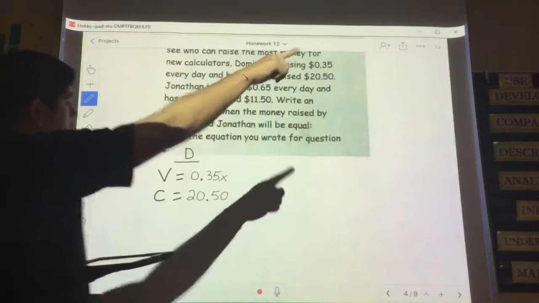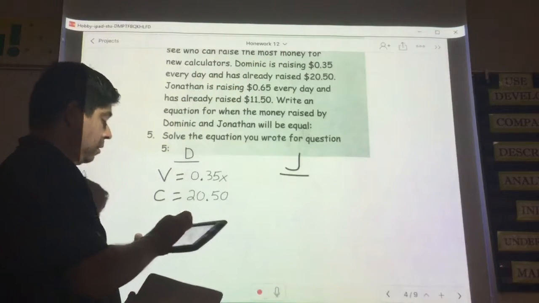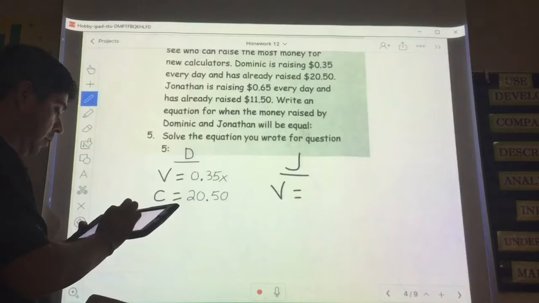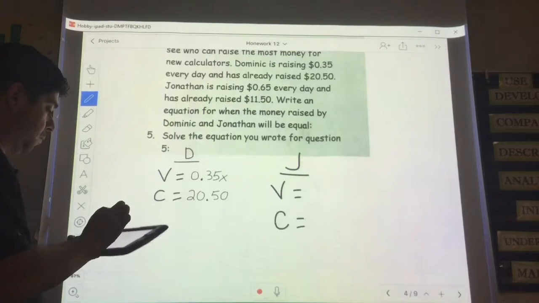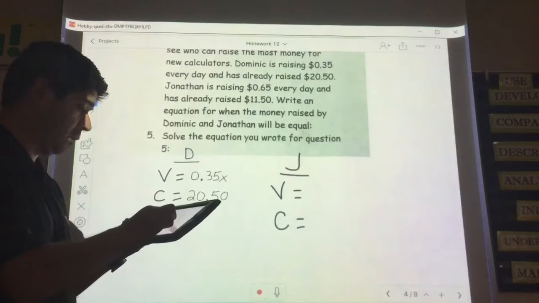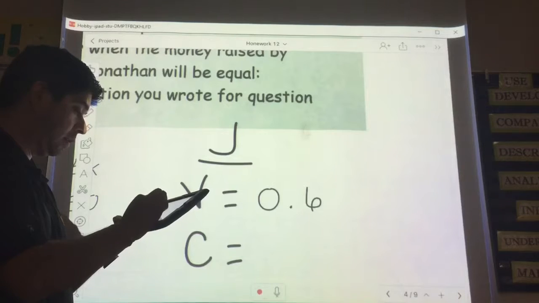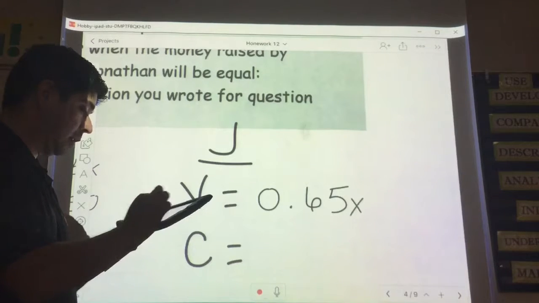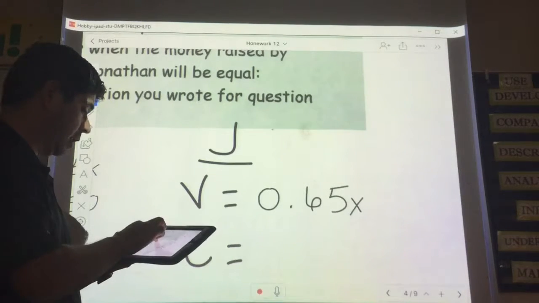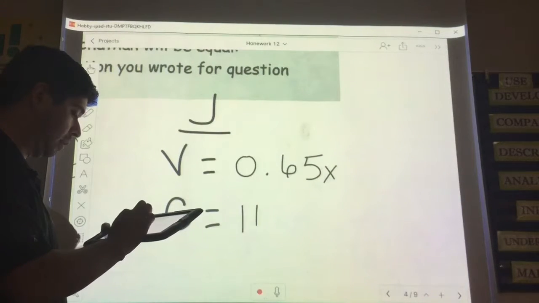Okay, now we go to Jonathan. We need to find out what Jonathan does. We need a variable and a constant for Jonathan. Jonathan's raising 65 cents every day, so 65 cents x, and his constant, he's already raised $11.50.